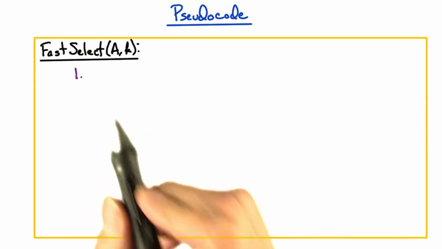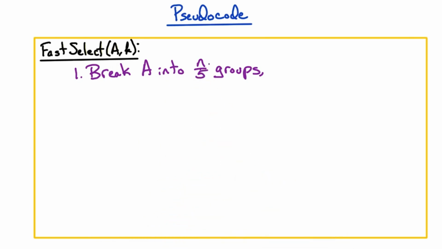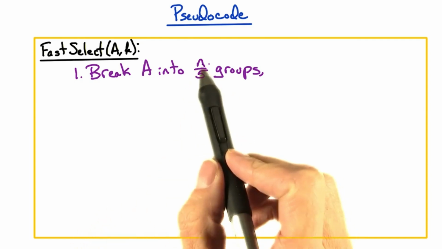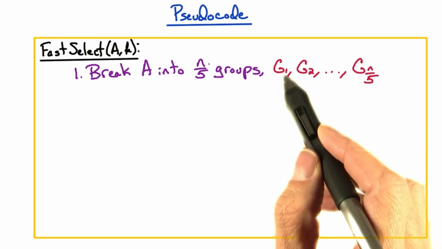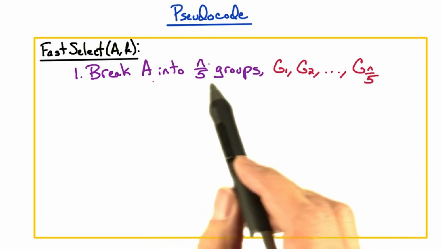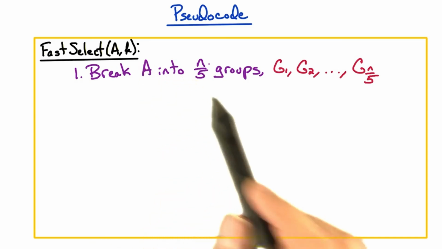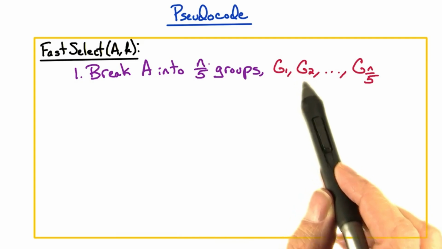The first thing we need to do is find a good pivot. To do that, we break A into n over 5 groups of 5 elements each. Now to be precise, we should say the ceiling of n over 5 groups, because little n might not be a multiple of 5. But let's ignore floors and ceilings in this pseudocode. Let's denote these n over 5 groups as G1, G2, up to G_{n/5}. Now how exactly do we break A into these n over 5 groups? Well, we can do it in any arbitrary way we like. The easiest way to do it is to take the first 5 elements of A, and put those into group G1, take the next 5 elements of A and put those in group G2, and so on.